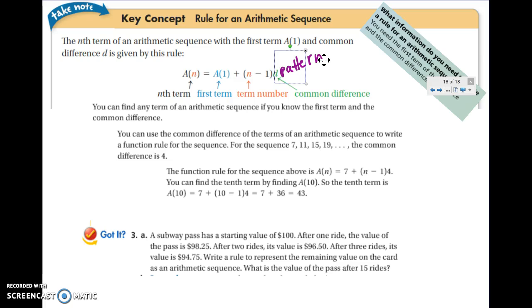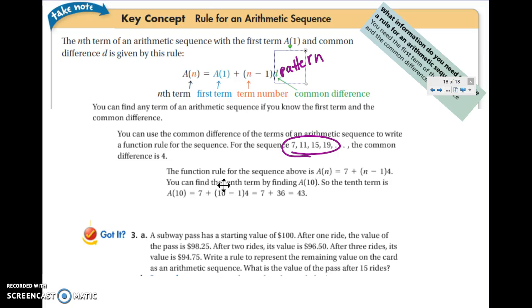So the way that you plug this in is you'll be given a set of numbers. So here's your sequence, for example. You have to find the common difference. 7 to 11 is plus 4, 11 to 15 is plus 4, 15 to 19 is plus 4. So there's my common difference. That's my d.